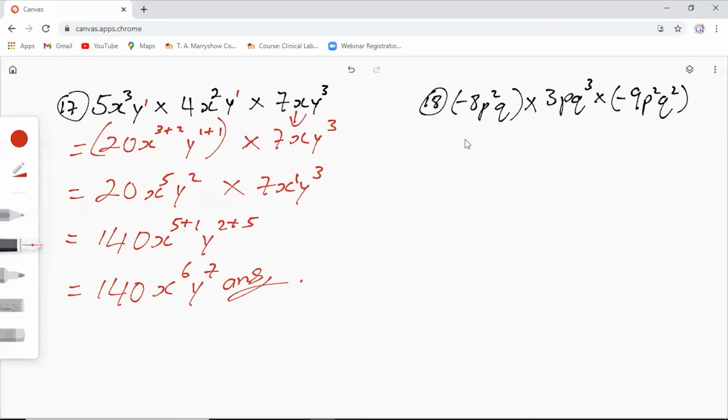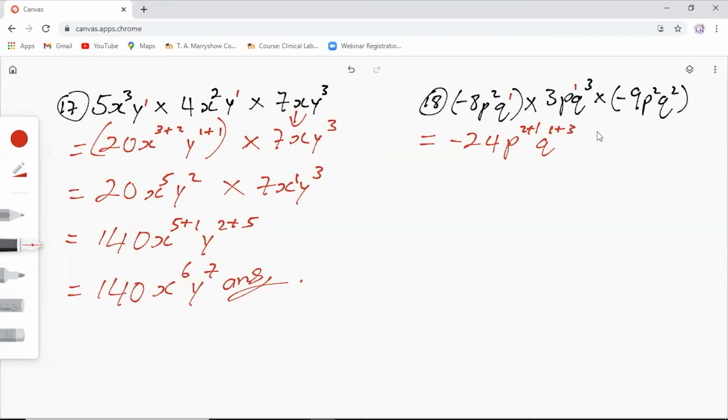Okay, great. Right, number 18, we have negative 8p squared q times 3p q cubed times negative 9p squared q squared. So negative 8 times positive 3 is negative 24. P squared times p to the power of 1 will give us p to the power of 2 plus 1. And then q to the power of 1. Q is the same as q to the power of 1. So that's q to the power of 1 plus 3.